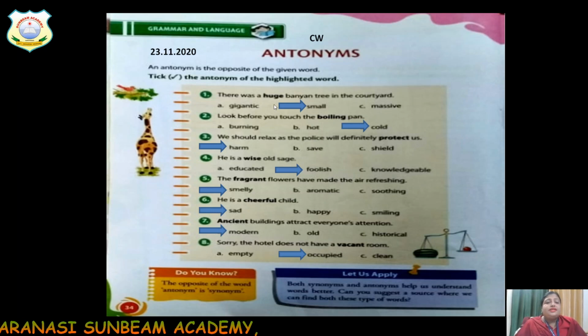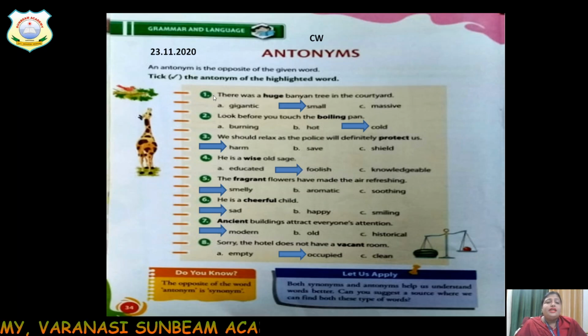Now let's revise this once. First write down the date. Write down classwork. Now what you have to do? You have to pick the antonyms. What are antonyms? Antonyms are opposites.